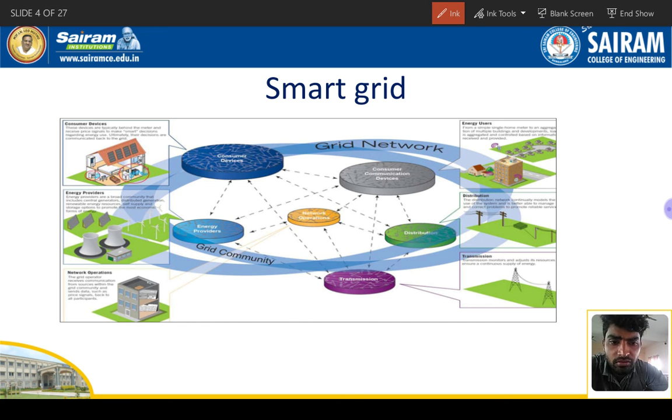Next we have distribution. See here, the symbol is like this, right. In distribution, there are transmission lines, and this one is a step down transformer or whatever. Next, consumer communication devices. So these are the communication devices. Here we have one sensor, here one sensor, here one sensor. We placed sensors for power monitoring.